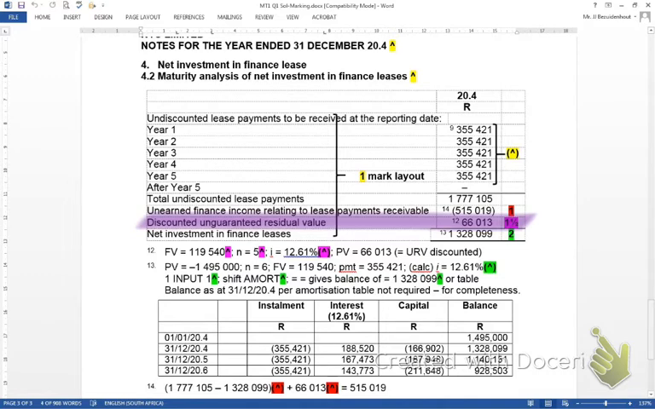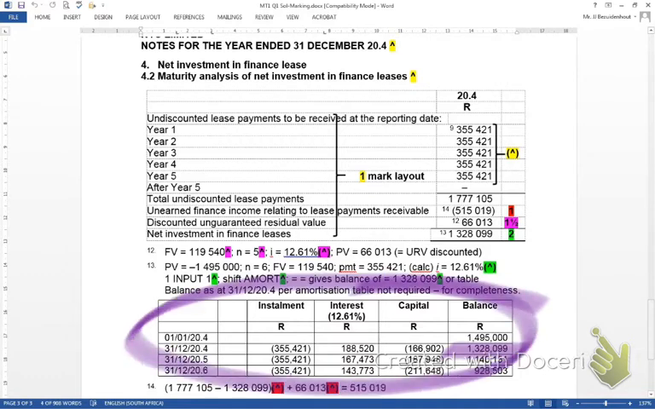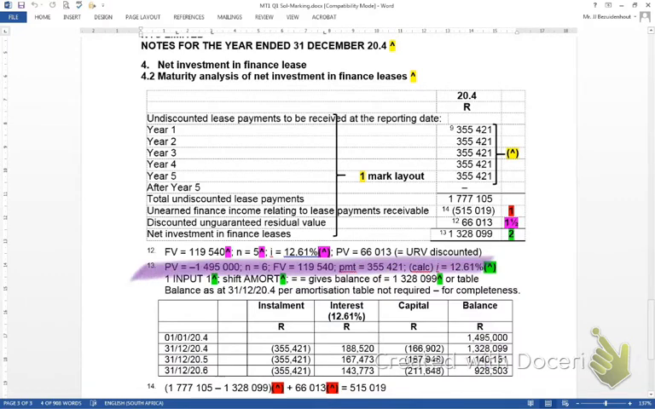What is the balance at the year end? The capital balance at the year end. We know it is that amount there. So we want to calculate that amount. Now we can either calculate it by doing the amortization table or by doing this calculation on your calculator. You can go and have a look at the calculation, because what we did there was we gave the present value, we gave N as 6, and then the future value, and then eventually you said 1 input 1 shift amort. It's this calculation here.